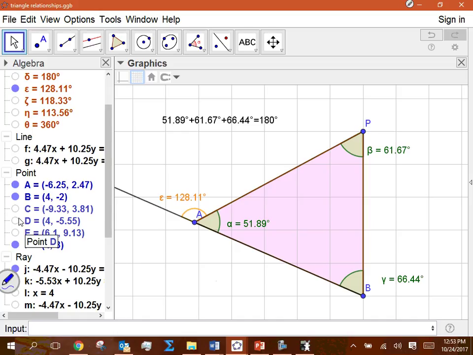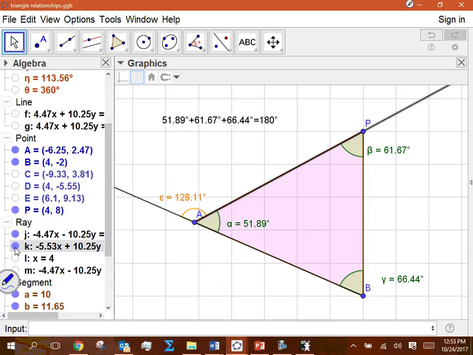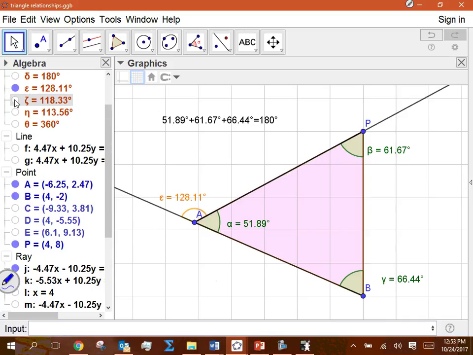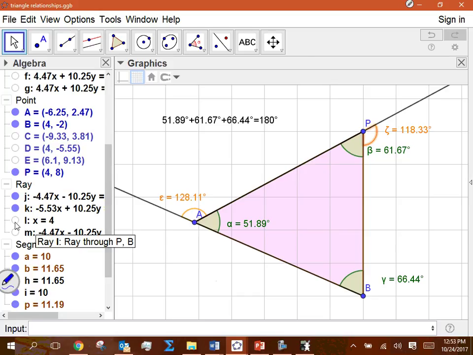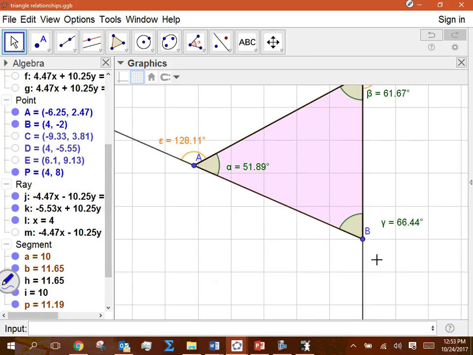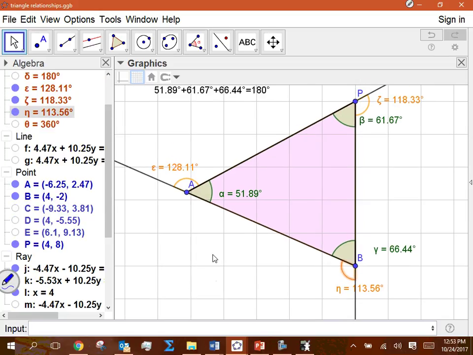What is kind of neat is, that's one exterior angle. If I start at A and go through P, A through P creates that exterior angle. And then if I go through P through B, it's going to create that ray and this exterior angle here, which is that one. Okay. So those are the three exterior angles that we talk about for a triangle. Notice that 113.56 is 51.89 plus 61.67. That will give me that 153.56.